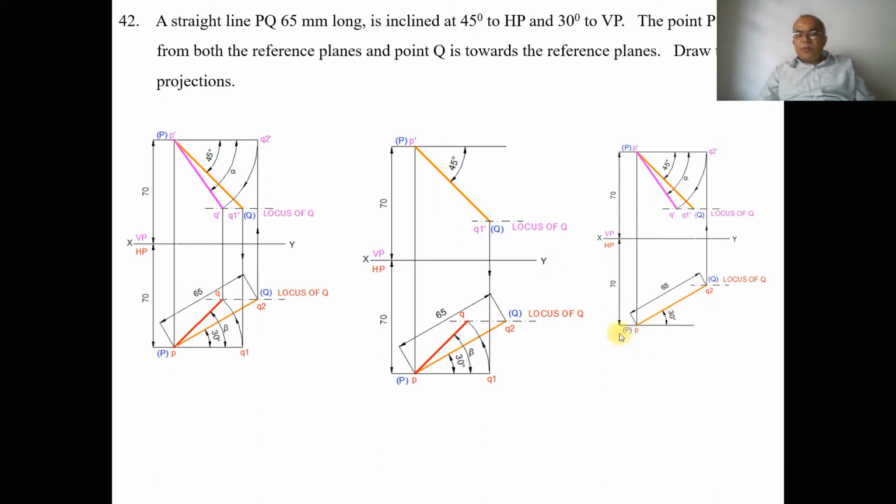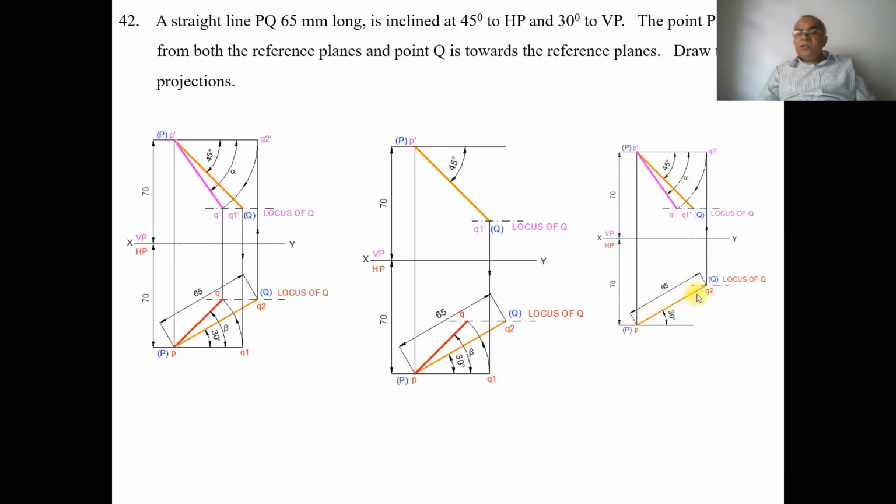We know that in the problem he has given that this is the true length line in the HP. If it is the true length line in the HP, then obviously it should be parallel to HP. That means the front view of this should be P dash Q2 dash. P dash is above HP by 70 mm, so Q2 dash should also be above HP by 70 mm. Then only this line will be in true length, because P dash Q2 dash is parallel to HP.